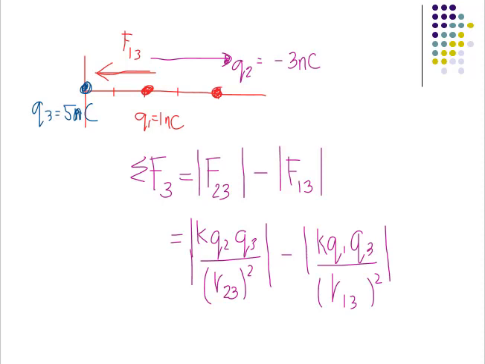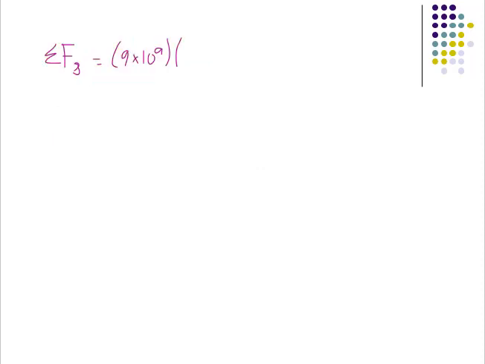Take note also that the charges should be expressed in coulomb, and the distance should be expressed in meters. So we have now the summation of forces on 3. We have K, positive, 9 times 10 to the 9. In the given, our Q2 is negative 3 nanocoulomb and our Q1 is 5 nanocoulomb. So negative 3 nanocoulomb is times 10 to the negative 9, which becomes coulombs. And then positive 5 nanocoulomb, also times 10 to the negative 9 coulombs.